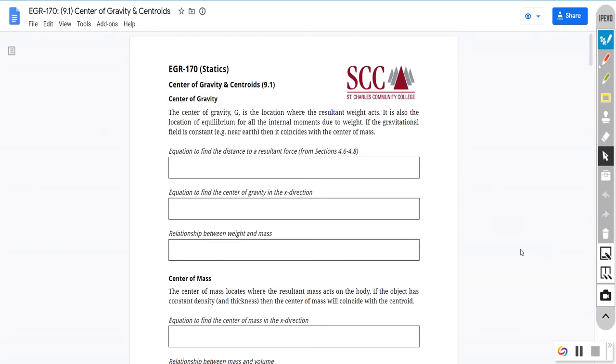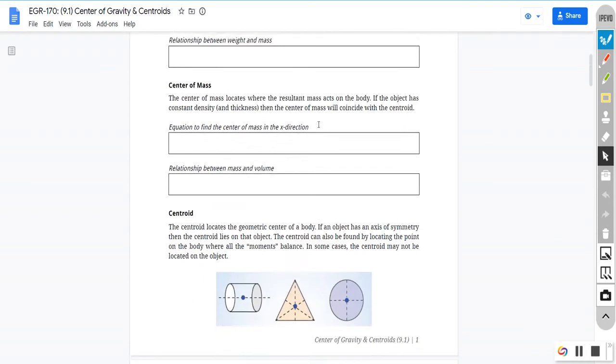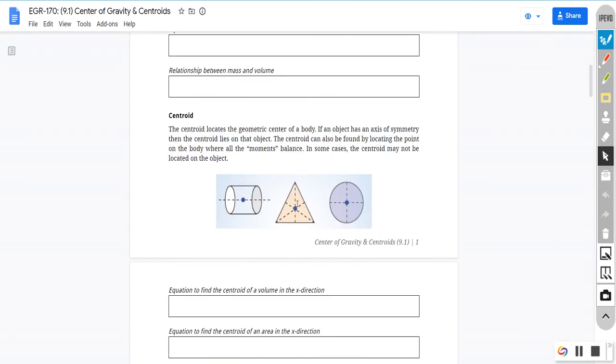In this video we'll be going over the equations needed to find centers of gravity, centers of mass, and centroids. So if you don't remember, that's basically where does the object balance. That's what we're looking for.